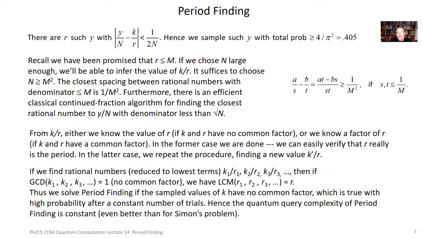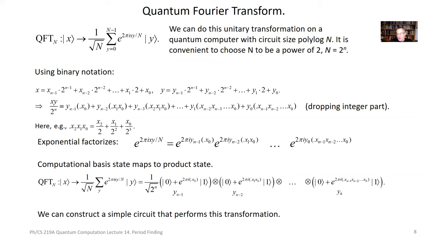But first, to conclude this lecture, I'd like to say something about the quantum Fourier transform. For the query complexity argument, it wasn't important that I could do it efficiently, but for real applications, it's going to be very important. And I want to show you that I can. So again, the quantum Fourier transform is this unitary transformation. We want to find a circuit that does that.